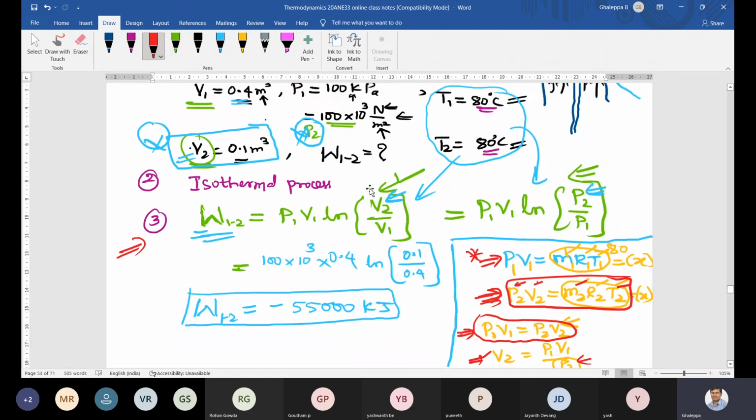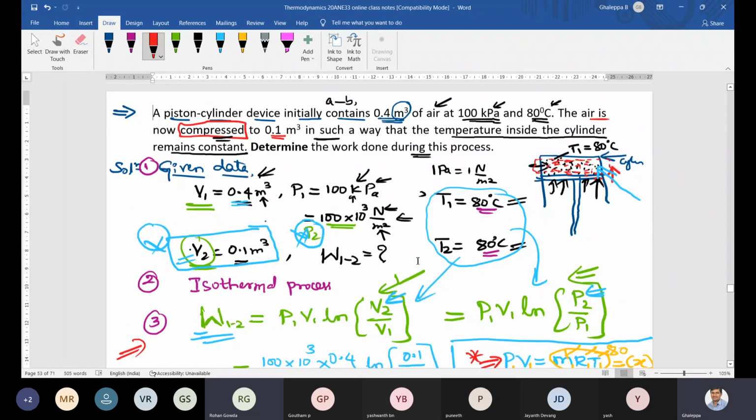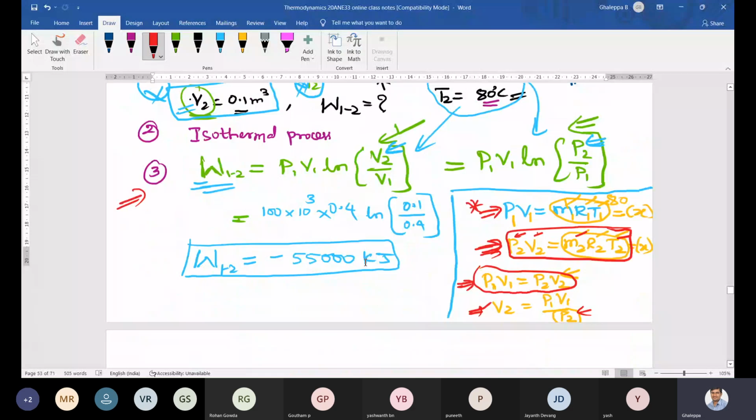Any doubts in this numerical? No, sir. How many processes are there here in the given numerical? Two process? Only one process or two process? One process. Only one process. Okay. We will go to the next.